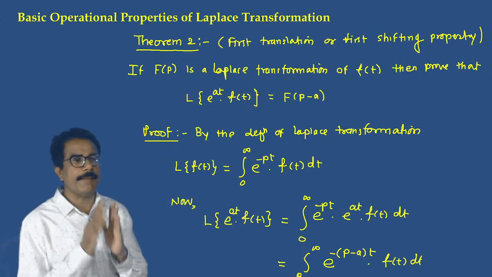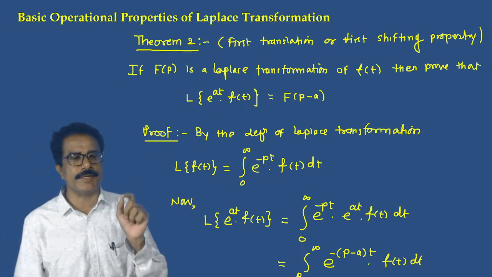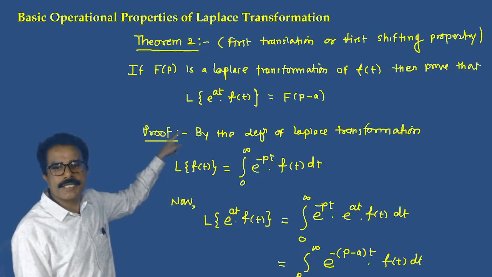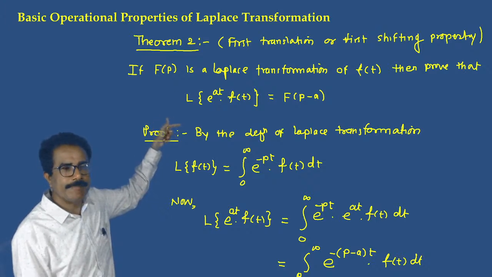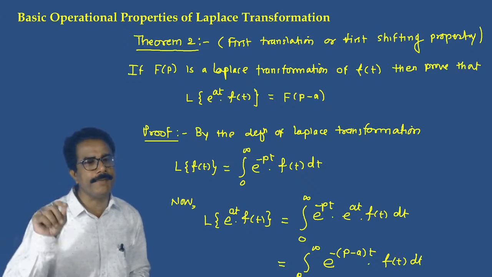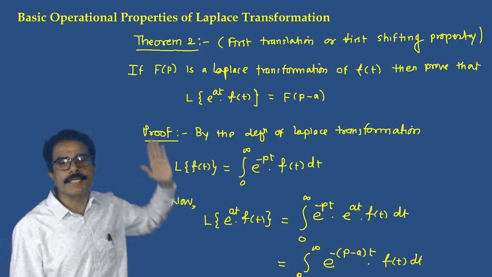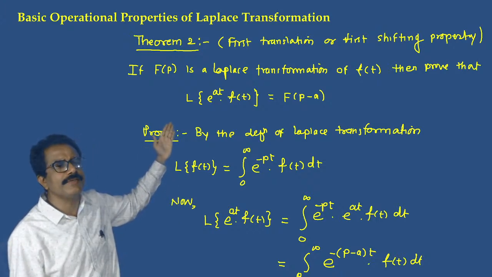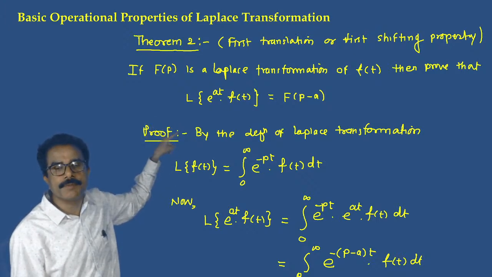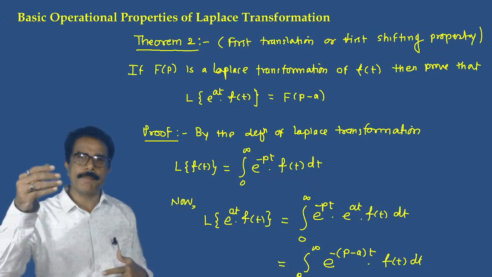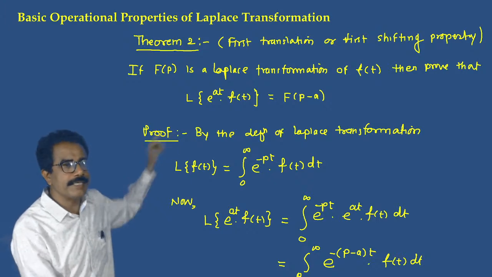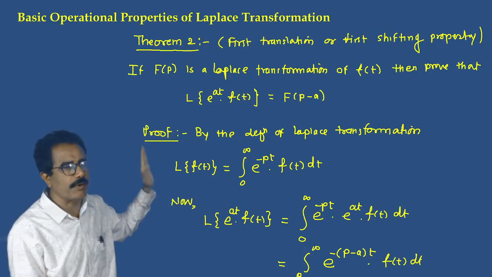Now if capital F of p is the Laplace transformation of small f of t, then we have to prove that the Laplace transformation of e raised to at into f of t is equal to capital F of p minus a. This is our theorem, and this theorem is called the first translation or first shifting property. Because this is a basic property, we have to solve a number of integral problems based on this property. So you must know this property also.